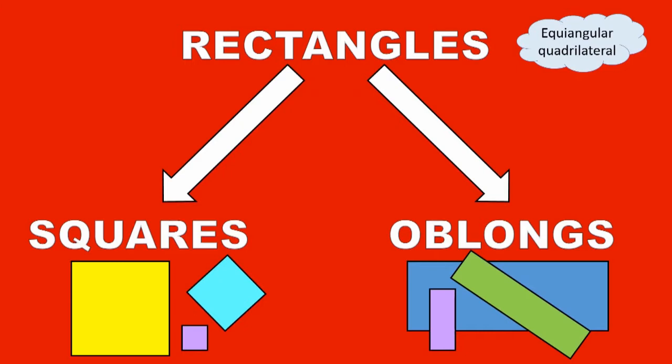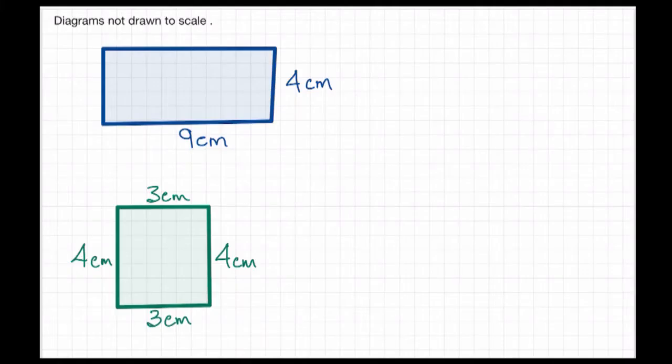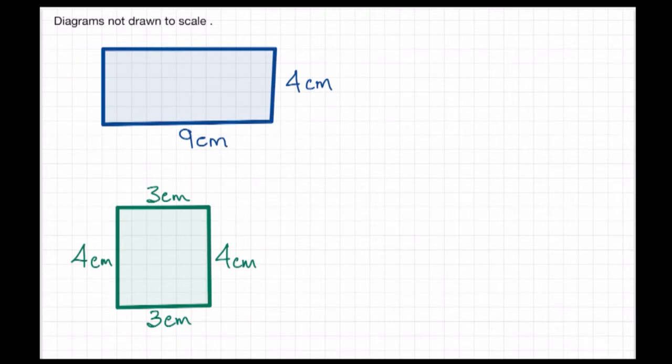But for now, let's just call them all rectangles. Right, I've drawn two rectangles on this squared paper, but I haven't drawn them to scale. So the idea is not to count the squares to find the area, but to use the length and the width and that formula to work out the area of the rectangles.